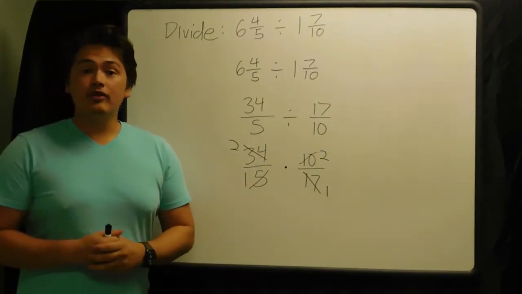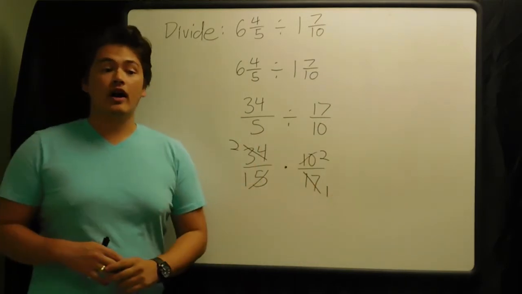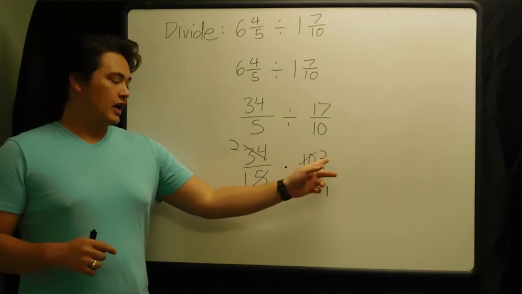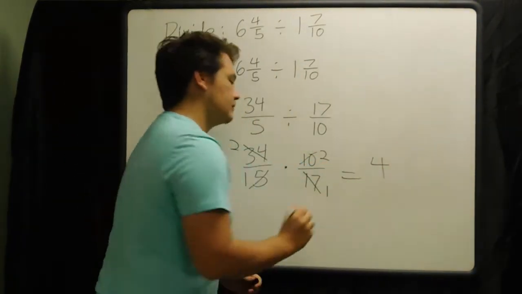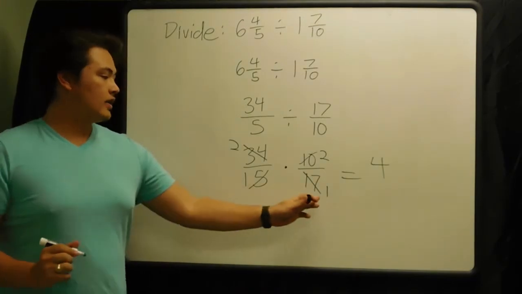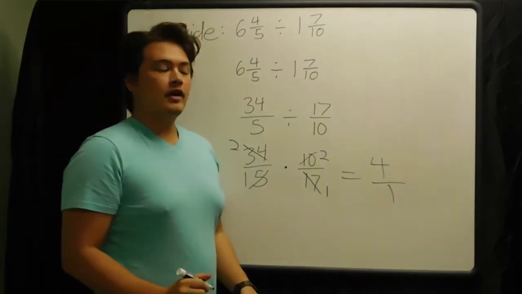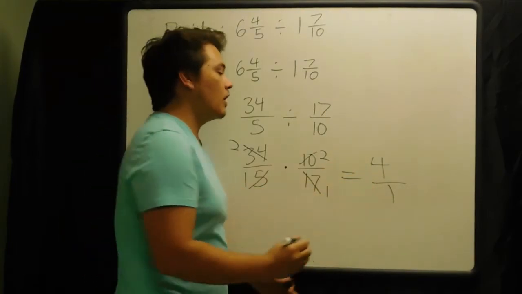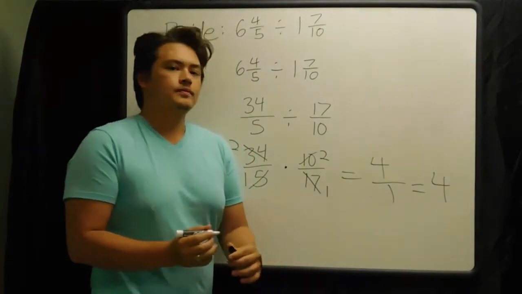So now that I've simplified these further, I'm going to multiply across. So I have 2 times 2, which gives me 4. And then I have 1 times 1, which gives me 1. And then 4 over 1, if I simplify this further, gives me 4.